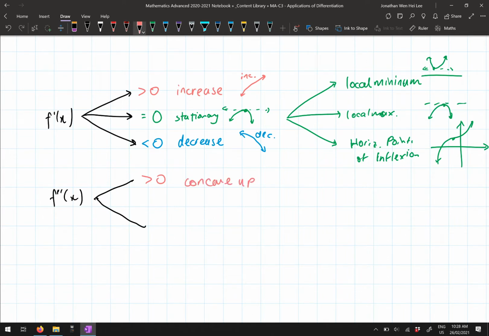So if our second derivative is greater than 0, it means that the shape at that point is upwards. It's a smiley face. The other one was if it's less than 0, which means it is concave down. So here, it's a frowny face.